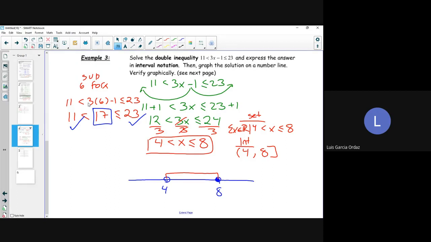So x has to be between 4 and 8. And then last but not least, we're going to check it graphically.